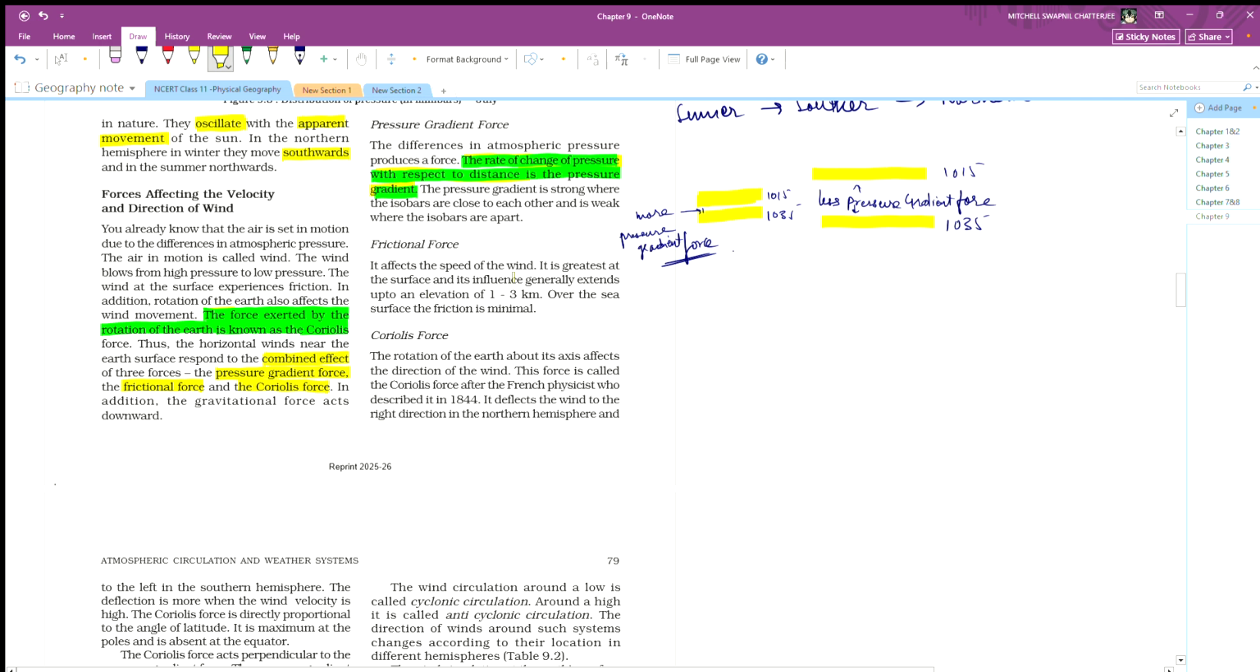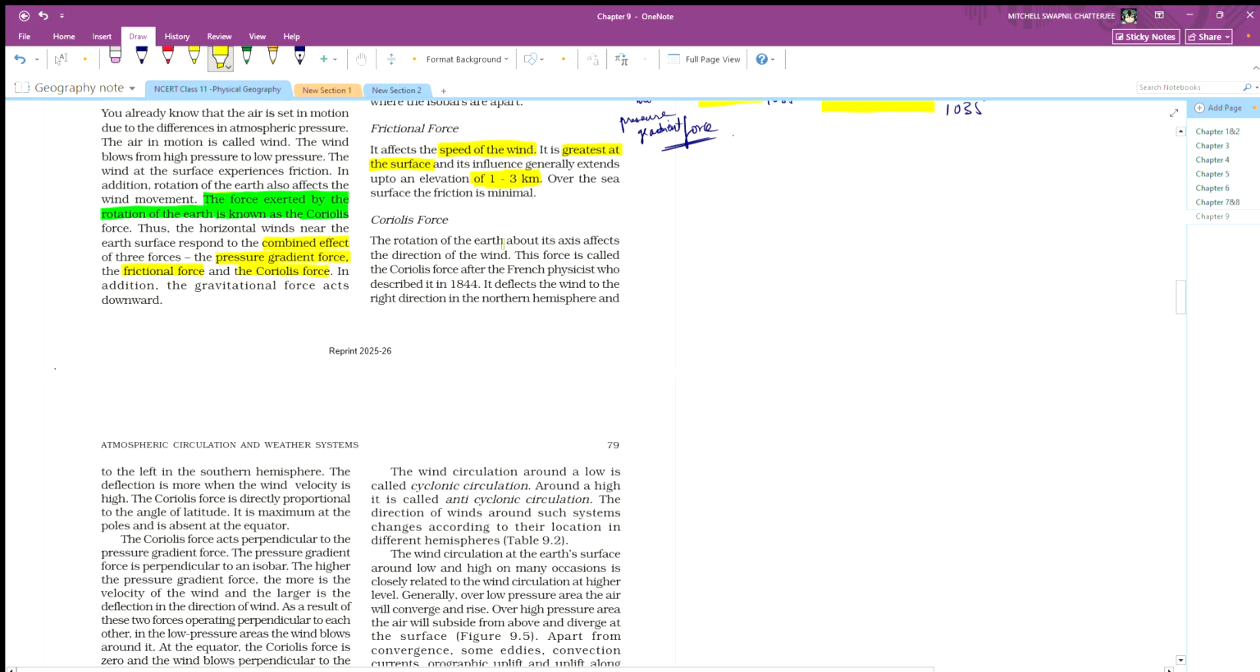So the frictional force affects the speed of wind. It is greatest at the surface, and its influence generally extends up to an elevation of 1 to 3 kilometers from the surface.